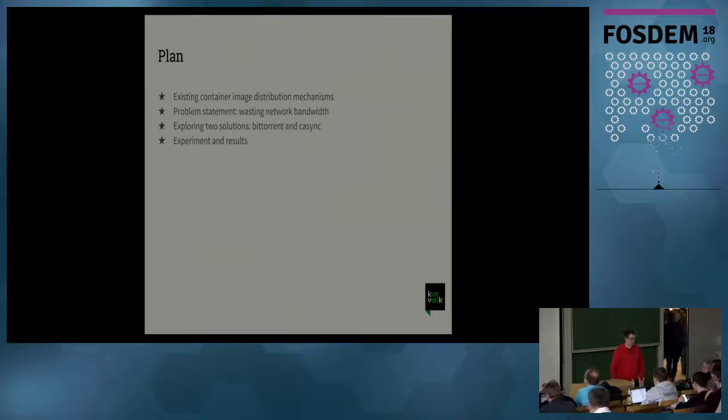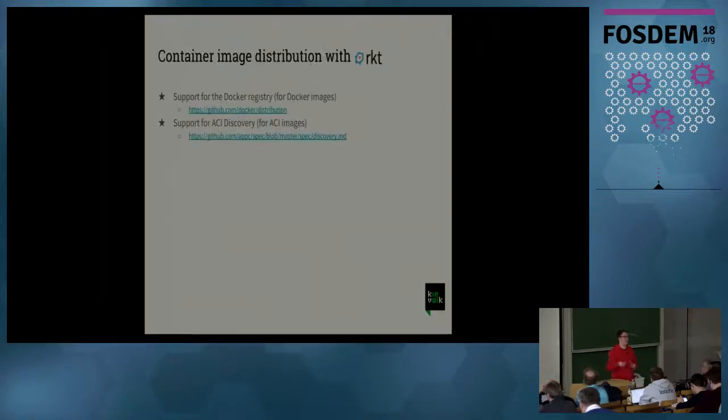Today, I will talk about the existing distribution mechanisms for container images. I will mention a couple of them. And I will explain the problem I'm trying to resolve: optimizing network traffic, trying to send less data over the network for the image. I will mention two different ideas, and I will focus on casync. Then I will explain my experiments and show some numbers and some graphs about what I've got.